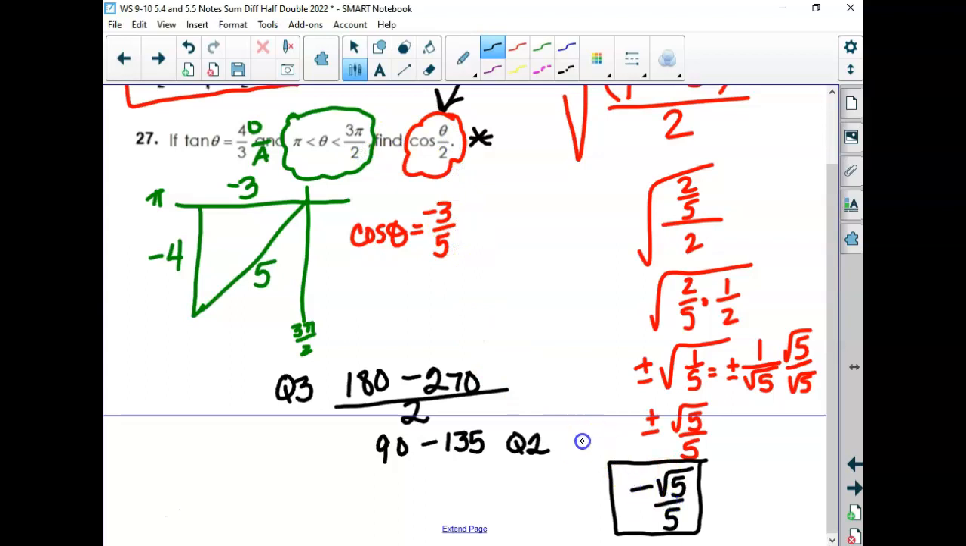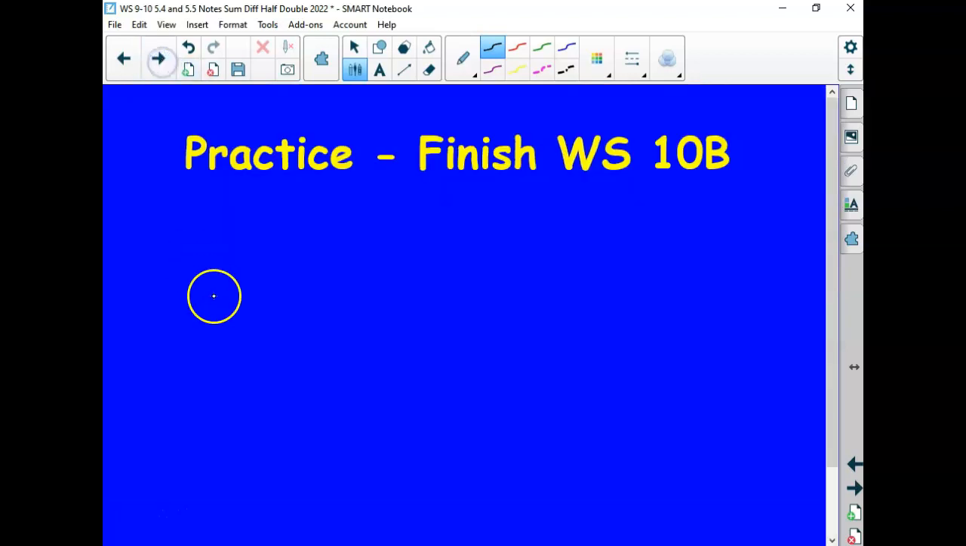All right, so your homework is to finish 10B. I'm gonna stop the recording, but then find one where you think you might have to do what we just did, the square root plus or minus. See if you can find one on there for me, and I'll do it with you.